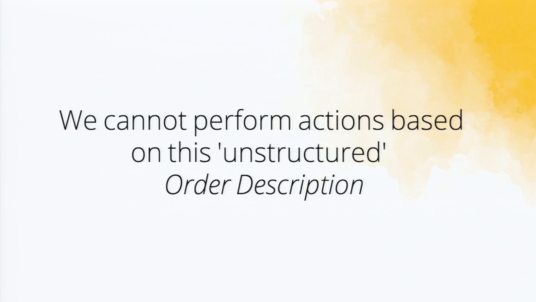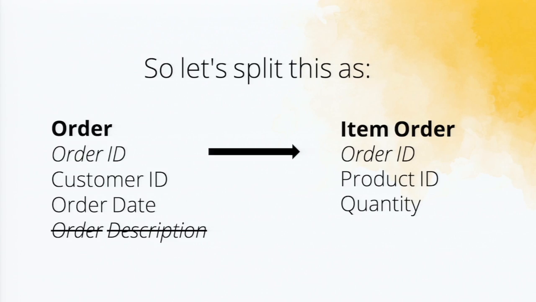But that's not what we want, because the order description is very unstructured. The product and the quantity information, you cannot have in the order description. So you split the structure, and you make the order description an item order, where you'll have the order ID, what products are being ordered in the order, and then how much quantity.